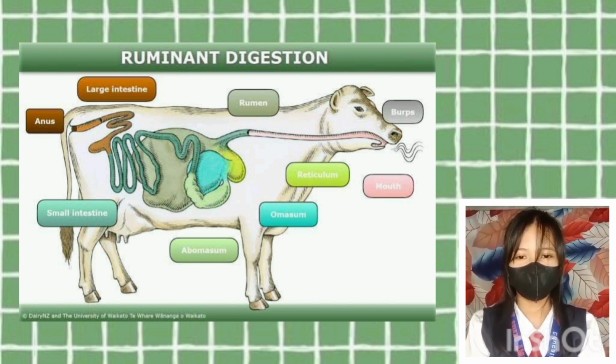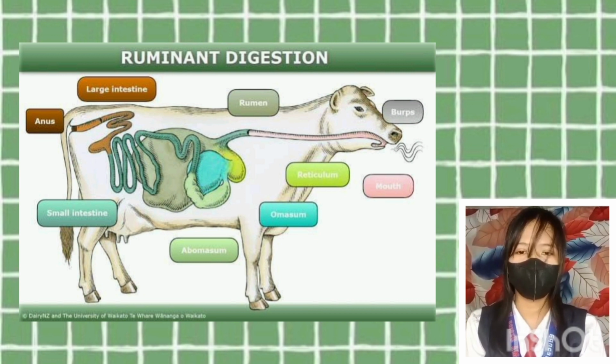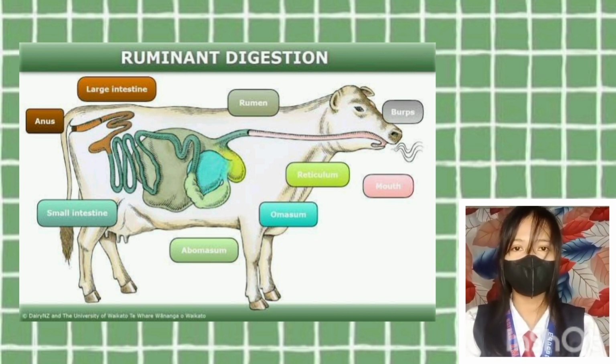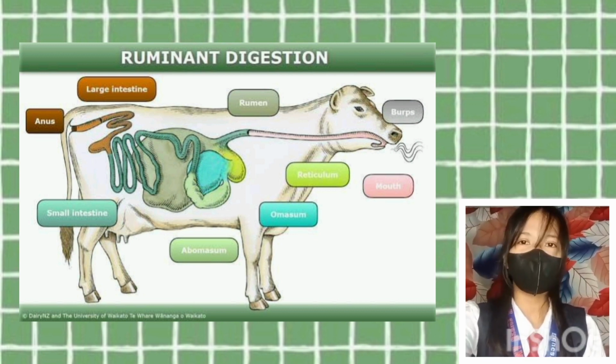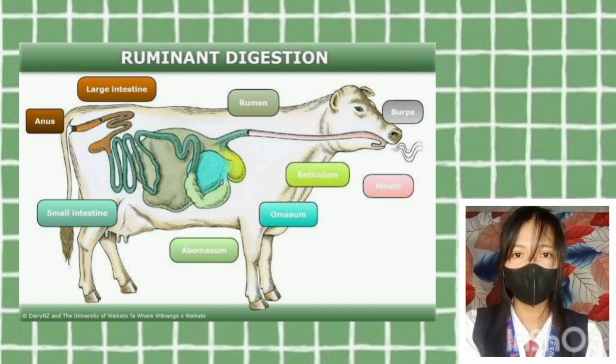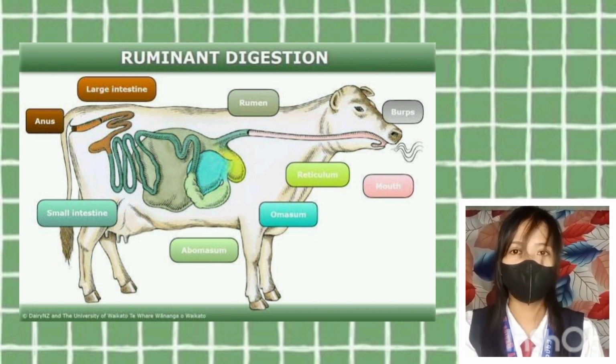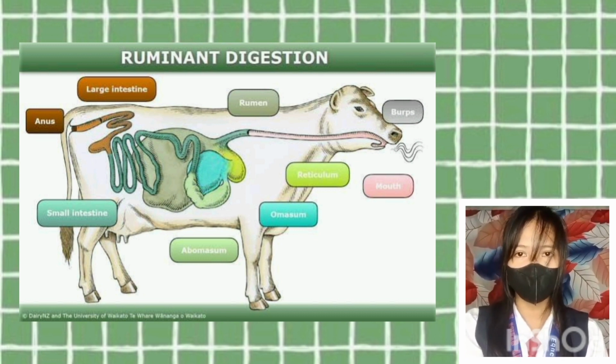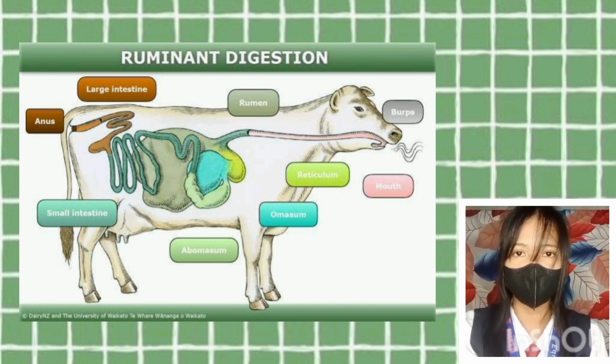Absorption in the large intestine. The alimentary canal ends with the large intestine. The parts of the large intestine are the colon, cecum, and the rectum. The small intestine connects to the large intestine at a T-shaped junction, where a sphincter controls the movement of material. One arm of the T is a 1.5 meter long colon, which leads to the rectum and the anus.